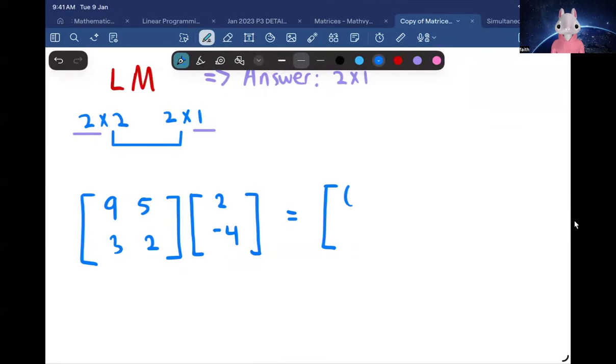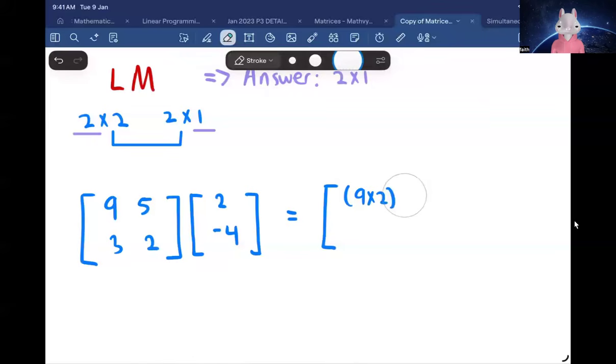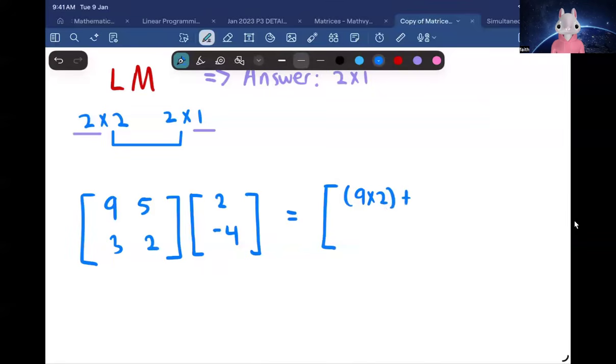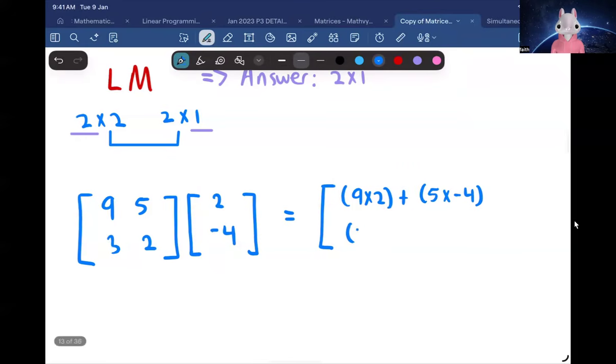It'll be 9 by 2, sir, first. Plus 5 by negative 4, sir. Right, continue. Then it'll be 3 by 2 plus 2 by negative 4.